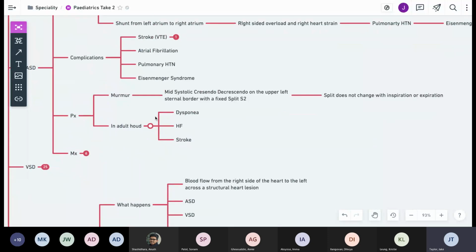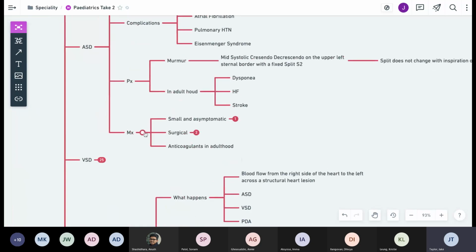So in adults, you get signs of heart failure, dyspnea, and stroke, just because you get right side overload. And similar stroke because of, as we said, the hole in the heart. So management of these, if it's small and asymptomatic, we watch and wait. If it's not going to cause much of an issue, there's no point doing very interventional procedures, which is going to put the patient more at risk.